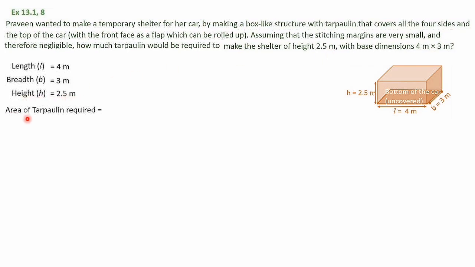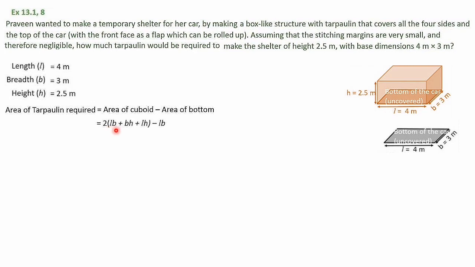Then the area of tarpaulin required is the area of the cuboid, the entire surface area of the cuboid we have to consider. From there the area of the bottom we have to remove, that is the rectangular portion with length and breadth, so we need not consider this because we are going to place the car inside. That is 2 into (LB plus BH plus LH), which we discussed in the previous class, minus the area of the bottom, that is L into B.